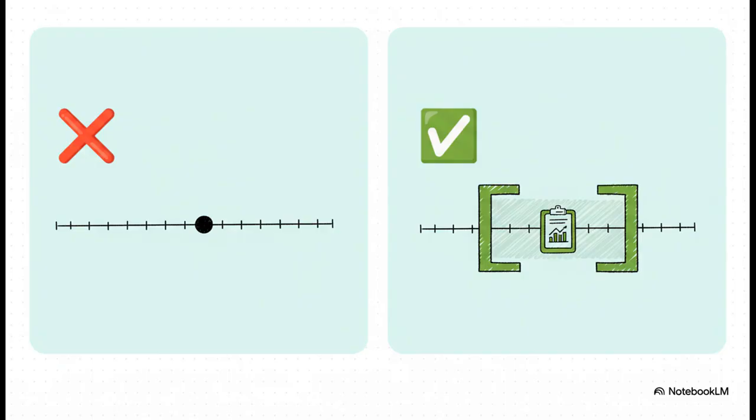And finally, a really crucial rule for communicating your results. Never, ever state a prediction as a single certain number. Every model has some level of uncertainty, right? You should always report your findings as a confidence interval. It's just more honest, and frankly, it's far more useful for actual decision-making.